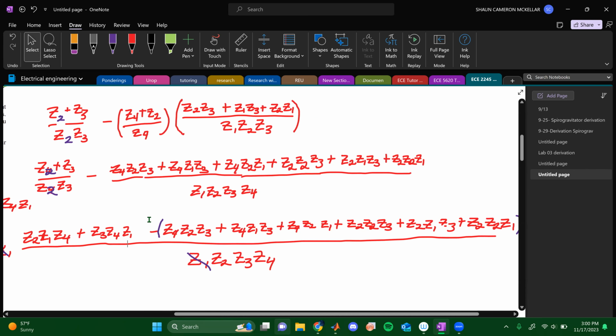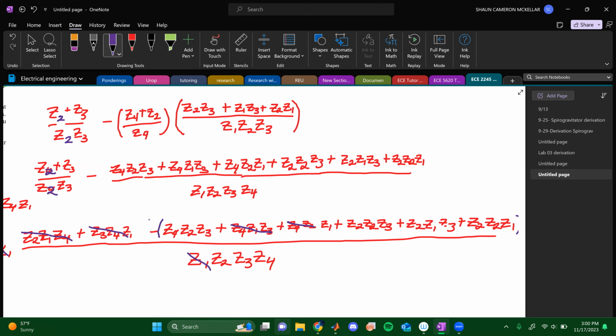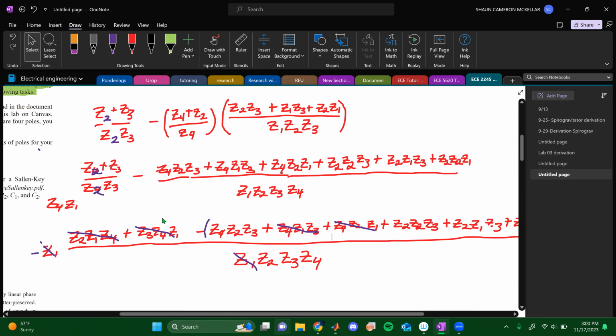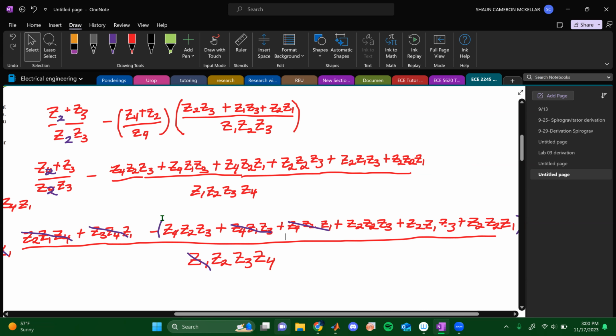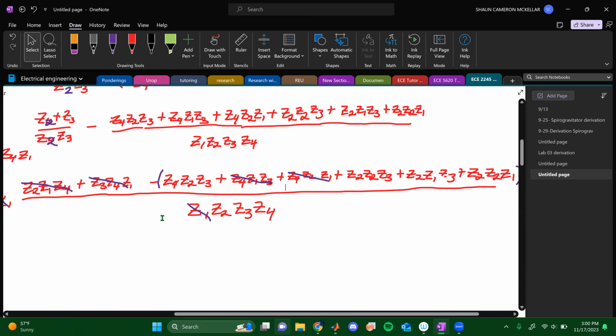So I see 341 and 413. So these terms go away. And I see 214 and 421. So now we're on the right track. My Z1 canceled with the denominator, and my minus signs will cancel. And I can see that each term has a Z2. So I'll factor out the Z2.